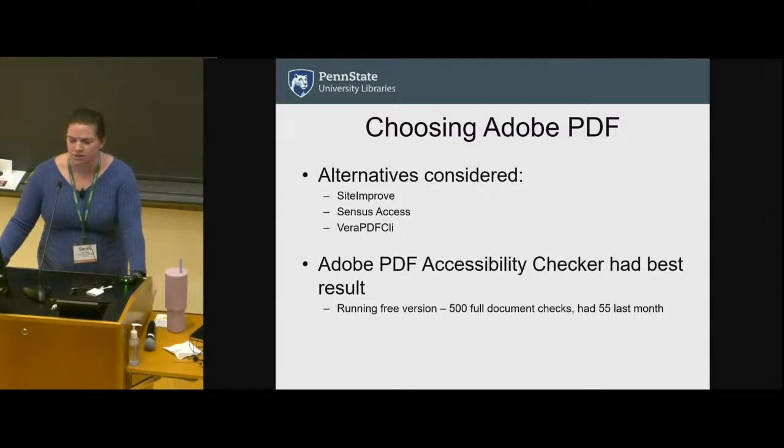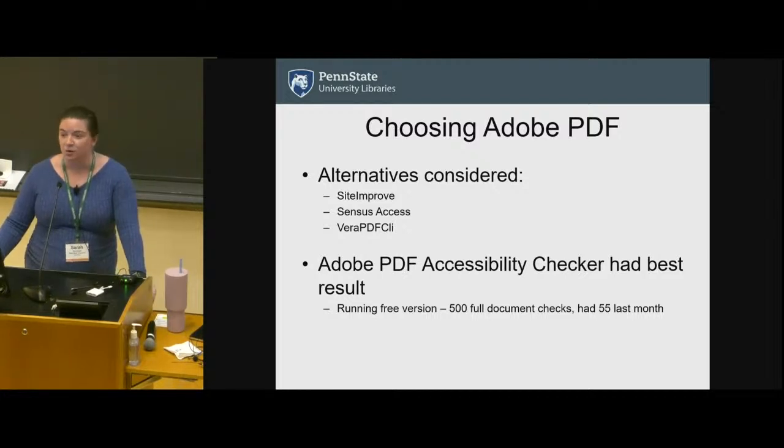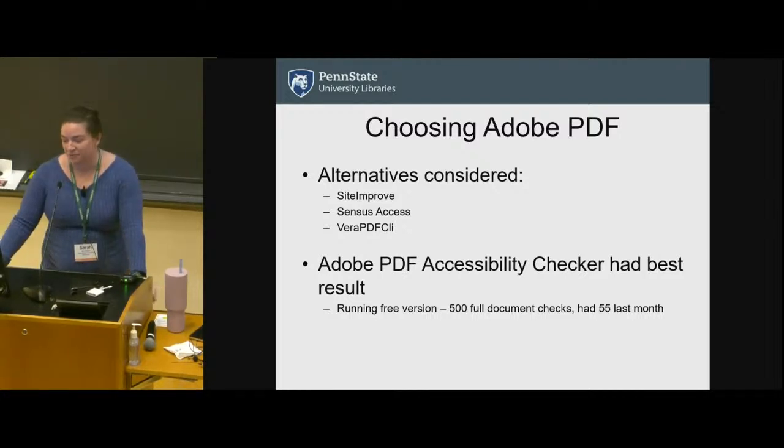When we tested, I think it was veraPDF, it just didn't quite have the same results. It did hallucinate a little bit more. Plus bonus, it comes at the best price, which is free. We get 500 full document checks a month on the free version. As a frame of context, obviously Penn State's a very large university, we only had 55 last month. So we are still well within the limit of the free package.